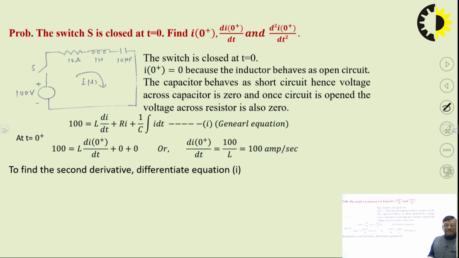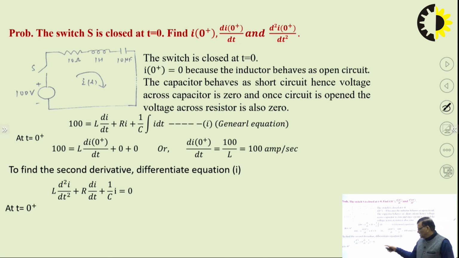So, to find d²i(0+)/dt², what will we do? We just differentiate the first equation. So, this is L d²i/dt² plus R di/dt plus i/C. Okay, then put t equal to 0+. So, at t equal to 0+, this i(0) is 0, and we have to find di(0+)/dt.